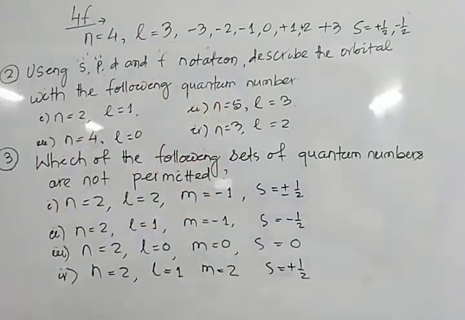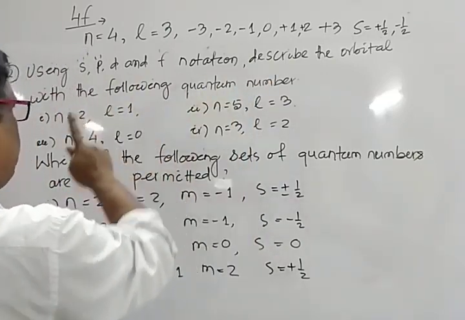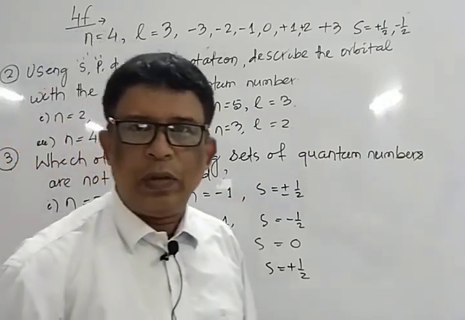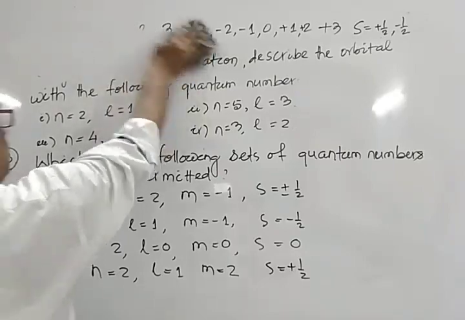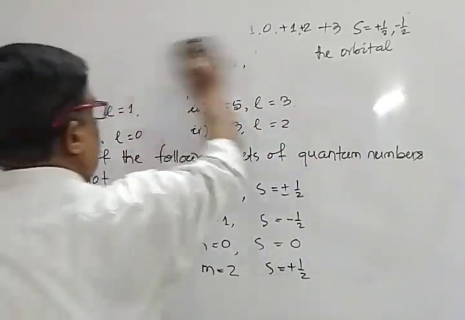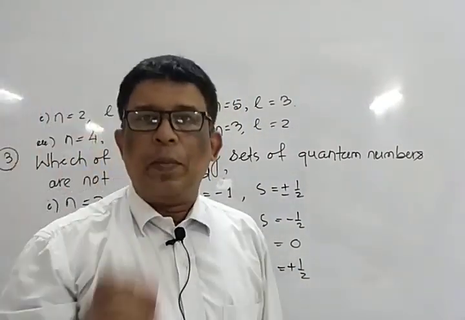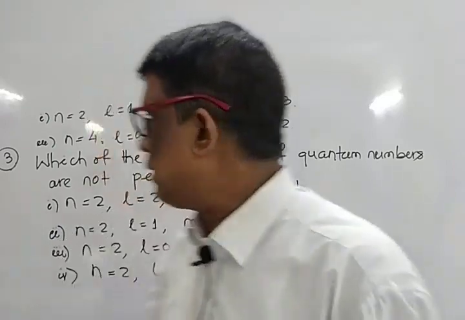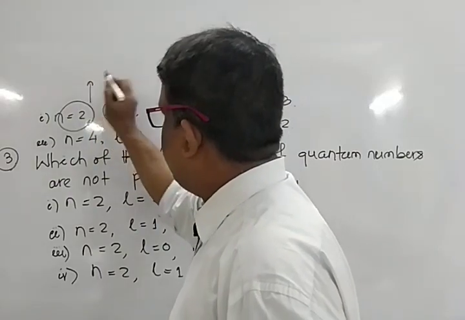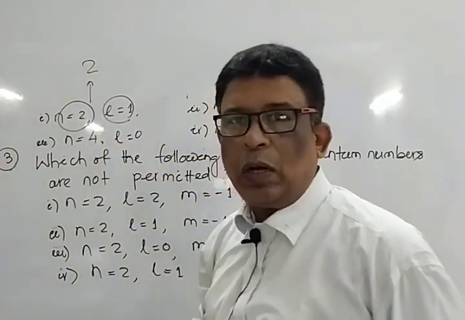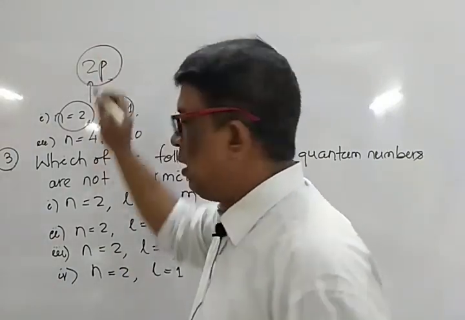What is the second one? Using S, P, D and F notation, describe the orbital of the following quantum numbers. We have to represent the notation of that orbital symbolically, representation of the orbital by giving their quantum number values. First one is principal 2, azimuthal 1. Azimuthal quantum number S is 0, P is 1, so it is known as 2p subshell.